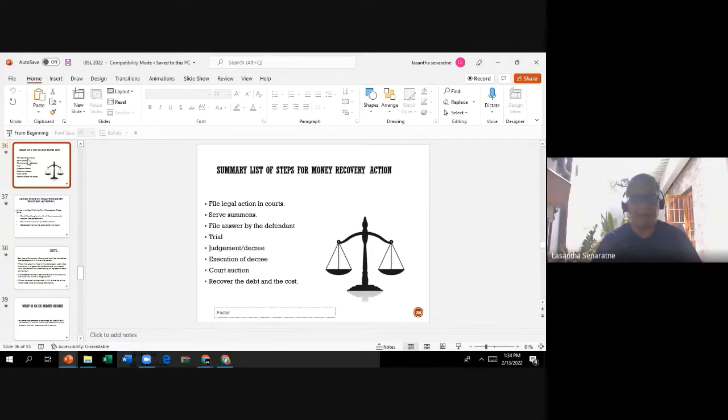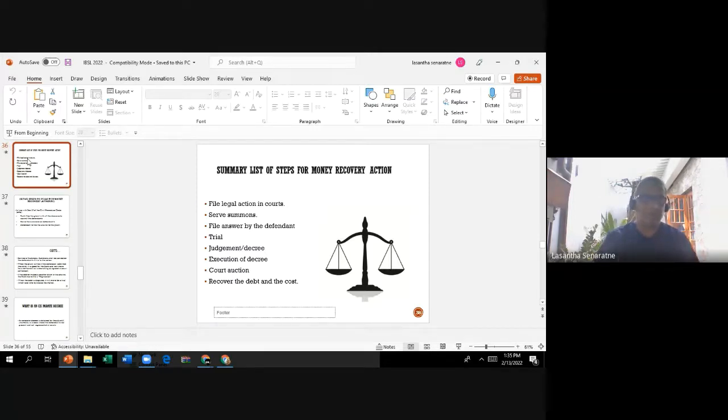Summary list of steps for money recovery action. I told you that the majority of the cases we file are based on money recovery. There are two processes, money recovery and summary procedure. If you are using the debt recovery provisions only, you can use the summary procedure. But since we are not following the debt recovery provisions, we are filing cases. Almost all the banks are filing cases under money recovery action. There are certain steps that you have to take before you file an action. File legal action in courts.